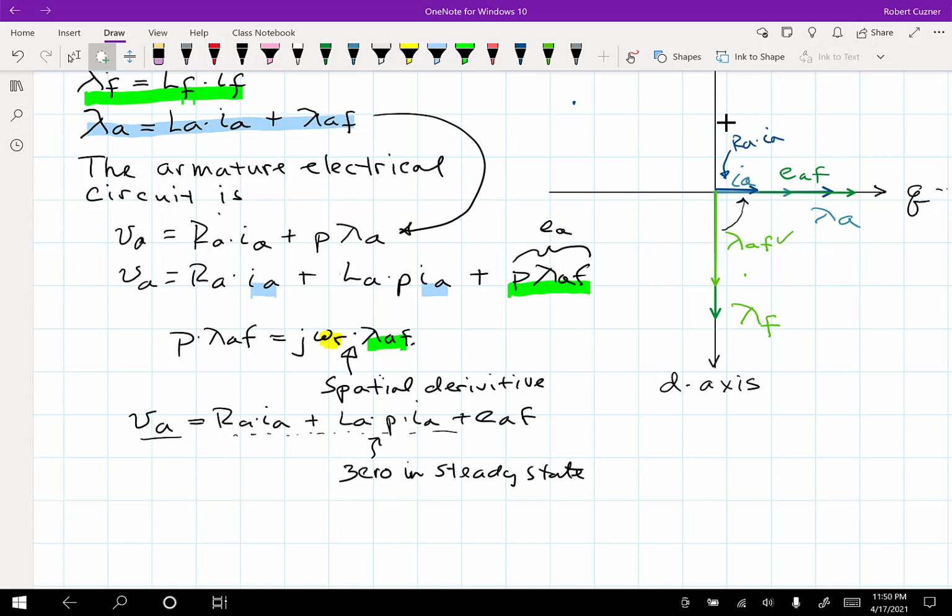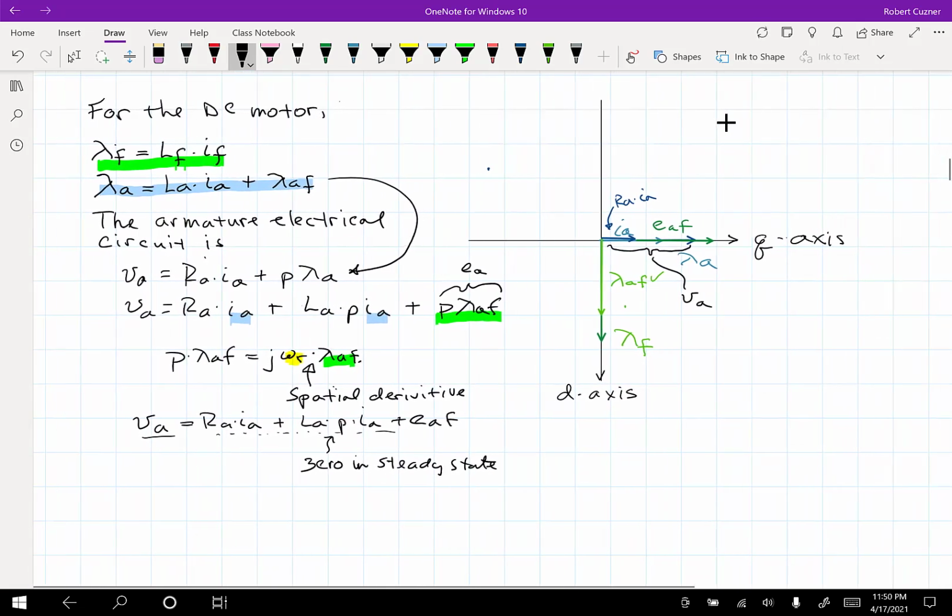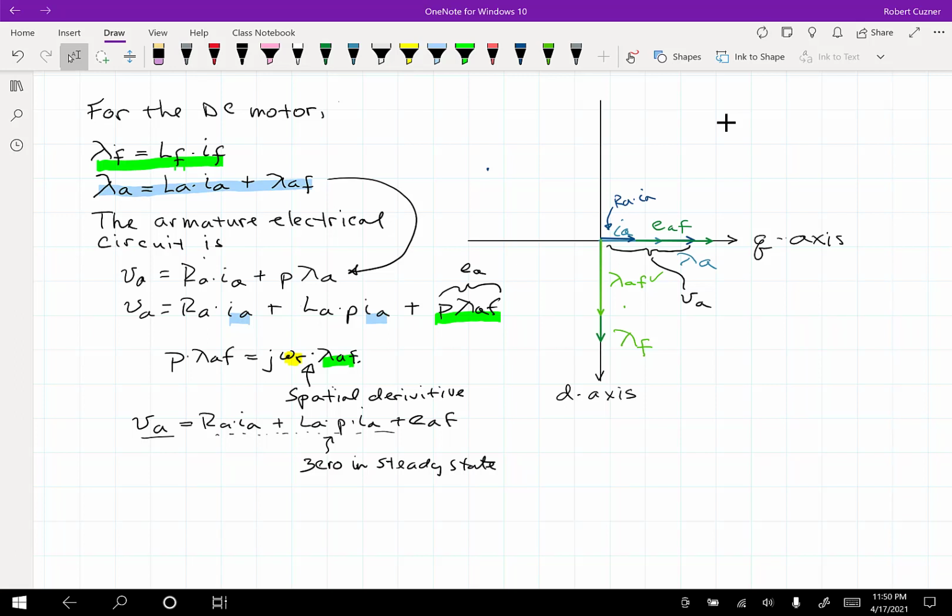I know I've got a lot going on right here, but by adding these two vectors together, they are going to be equal to VA. Everything in this machine is happening right on the q-axis, and it's unaffected by anything that is happening in the field because of the quadrature relationship. Now, this is the desired behavior of any type of electric machine.